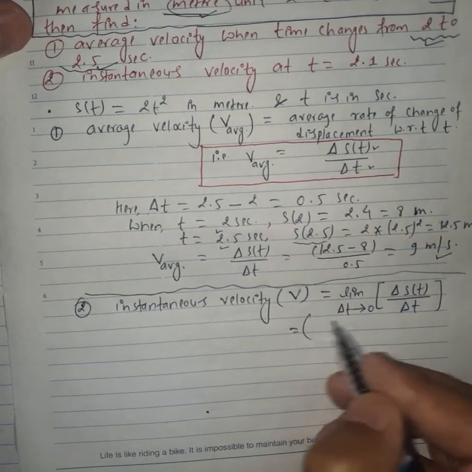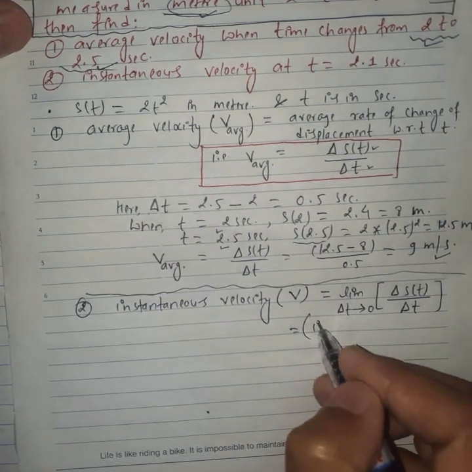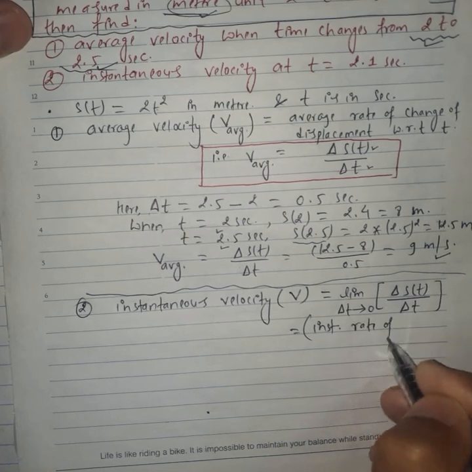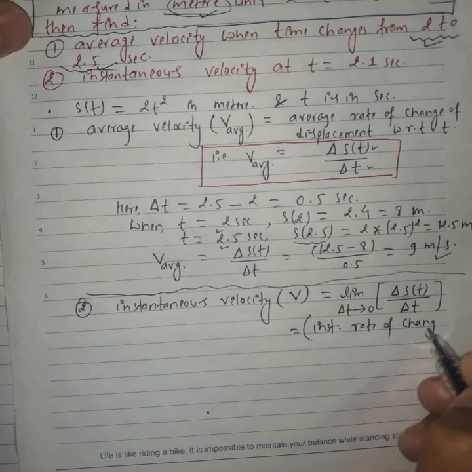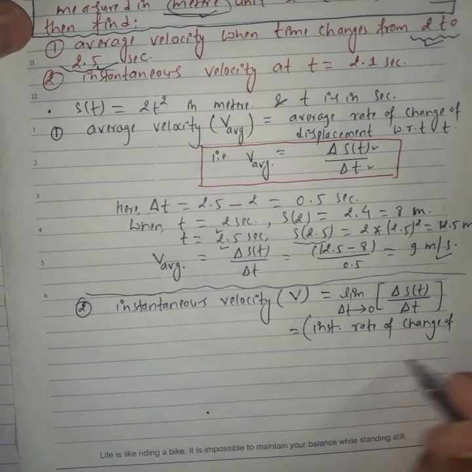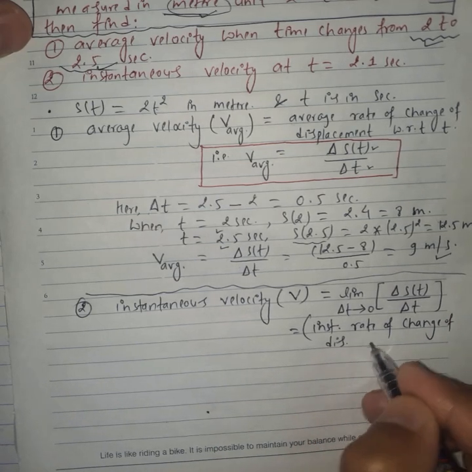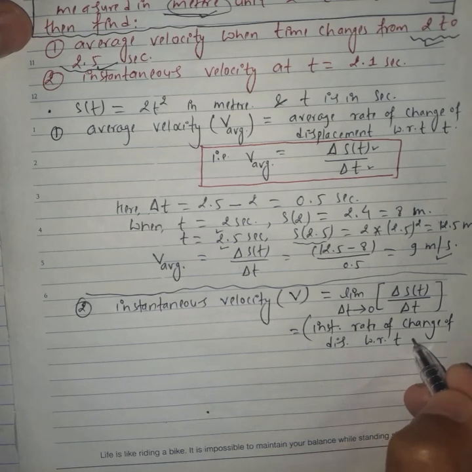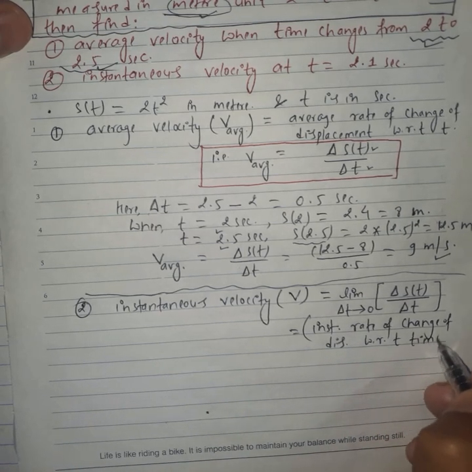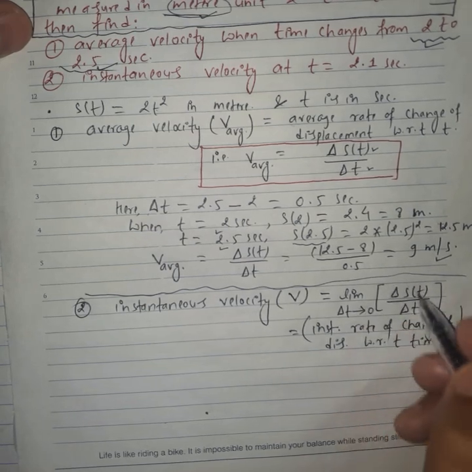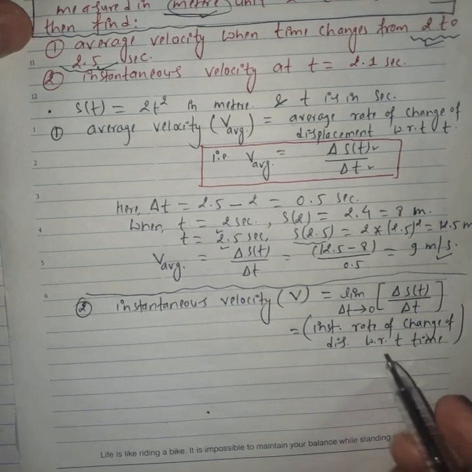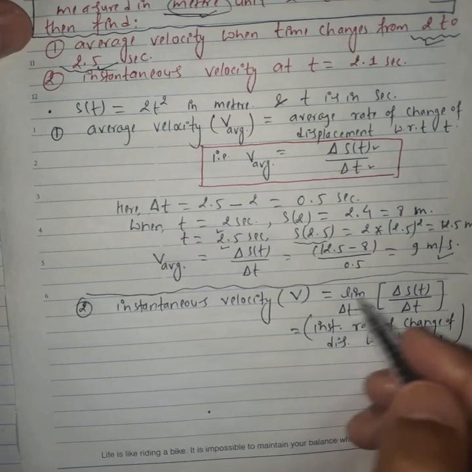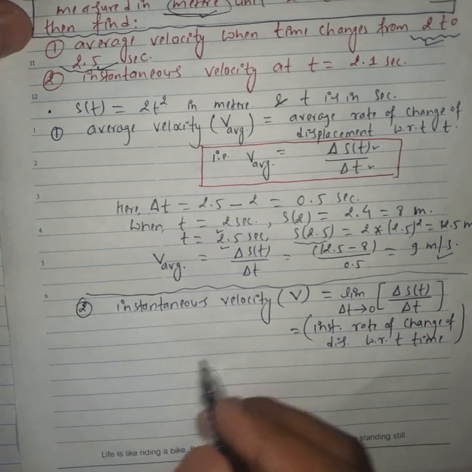This whole term is called the instantaneous rate of change of the displacement with respect to time. This expression represents the instantaneous rate of change of the displacement with respect to time. Let's calculate its limiting value.